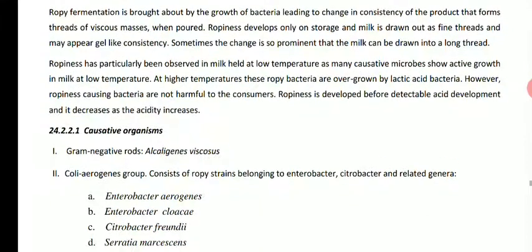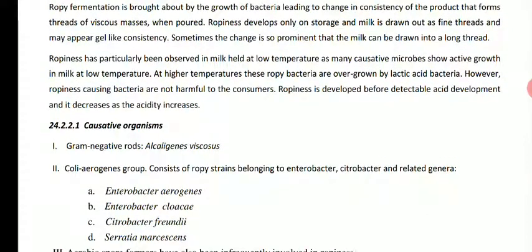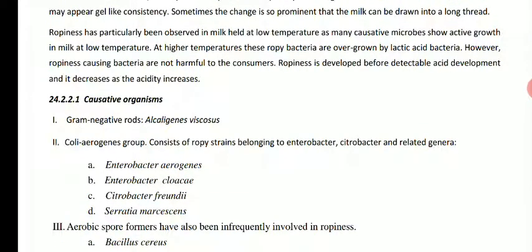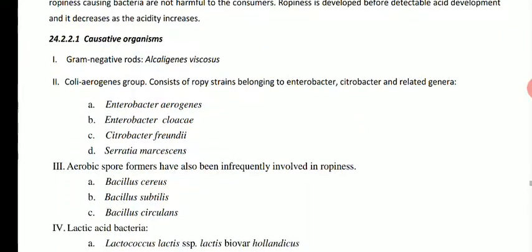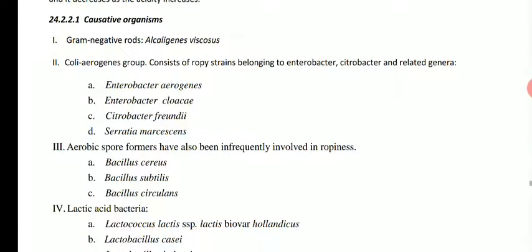So ropiness is developed before detectable acid development, and it decreases as acidity increases. So ropiness is a property which depends upon acid formation in the milk environment. So as the acidity of milk increases, the ropiness property decreases. So which are the causative organisms for this ropiness or ropiness abnormal fermentation?